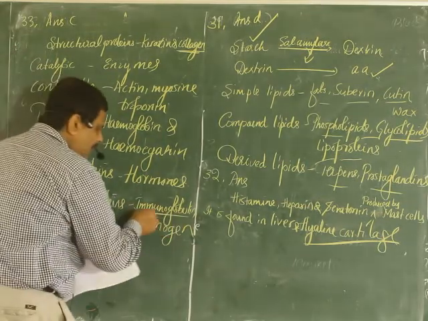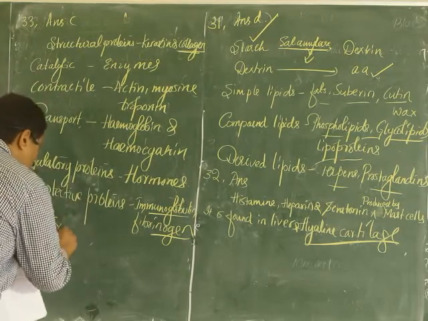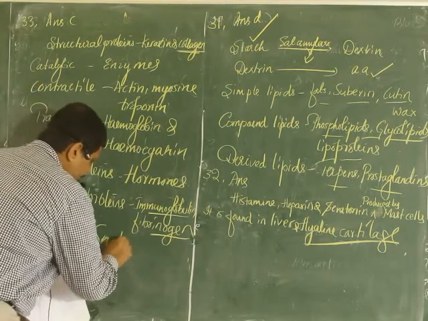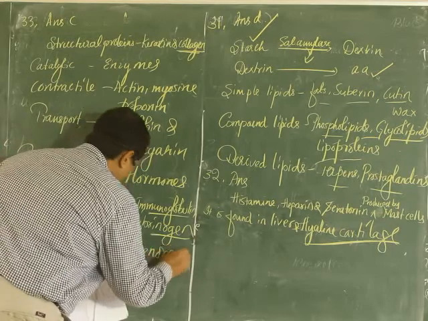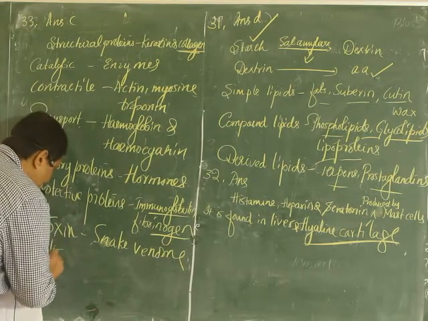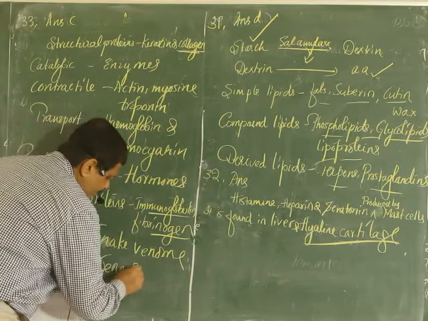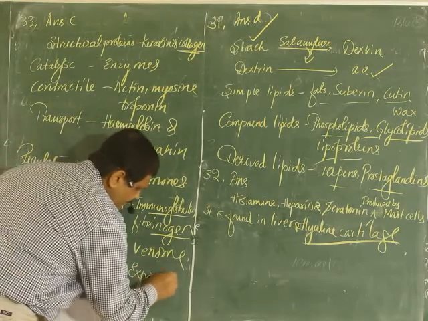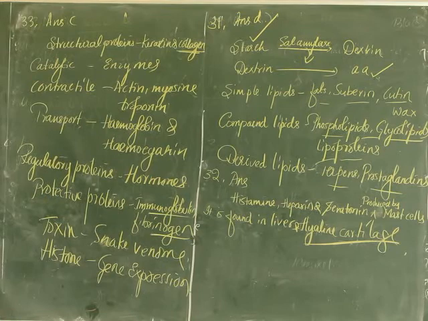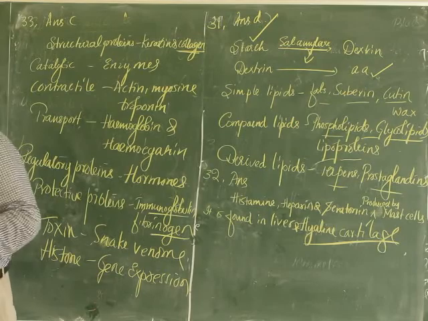Because they are involved in killing pathogens. Then toxin protein, snake venom. Then histone protein, which helps in gene expression. So this is a list of different proteins. It may be helpful to you if you remember it properly. Okay. Then question number 34.